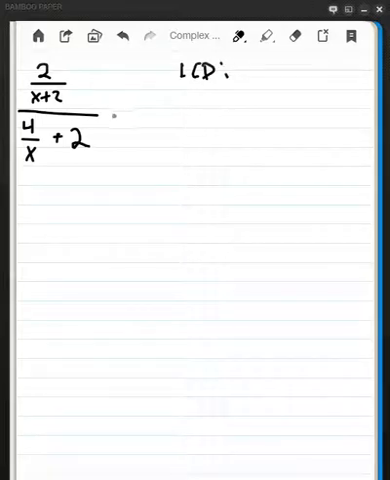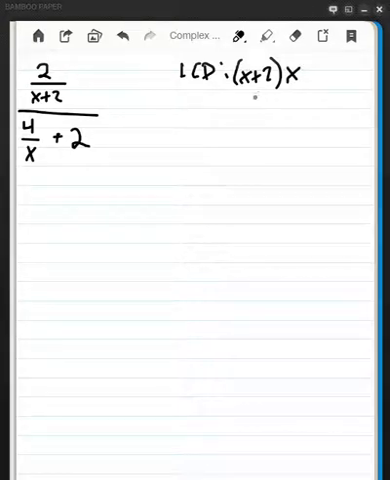The LCD is the least common denominator of each individual fraction that you find. So 2 over x plus 2, x plus 2 is the denominator of that. And then 4 over x, x is the denominator of that. This doesn't have a denominator, so my LCD is x plus 2 times x. So we're going to multiply every term by that, okay?